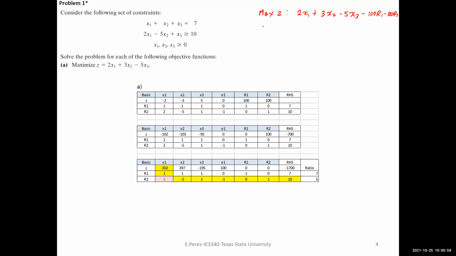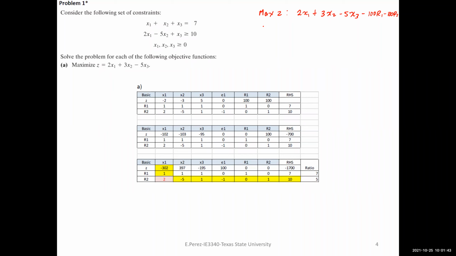If you're maximizing, you want to penalize the objective function. The way to penalize it is to subtract the artificial variables, because if you increase the artificial variable, your objective function is going to decrease. If you're minimizing, the way to penalize the objective function is by making those artificial variables positive, because if you increase them, your objective function is also going to increase. So you want to go the opposite way. That makes sense?